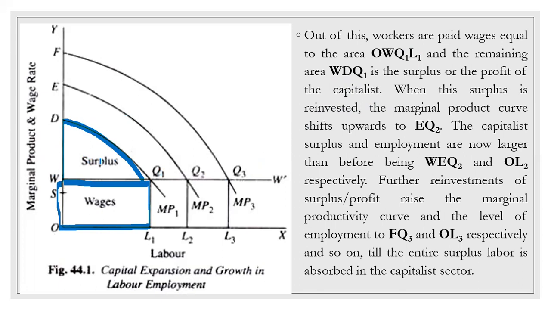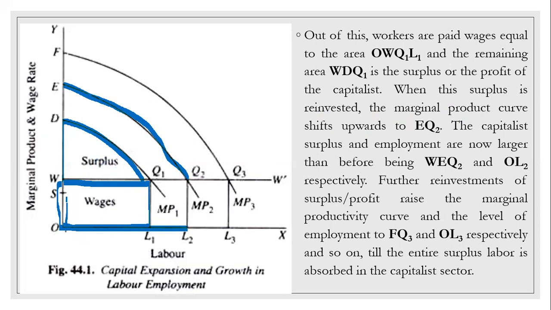By assumption, the capitalist will reinvest the surplus or the profit. When this surplus is reinvested, the marginal product curve shifts upwards. It becomes EQ2. The capitalist surplus, the wages and the employment are now larger than before, being WEQ2. So therefore, now they are employing OL2 amount of labor.